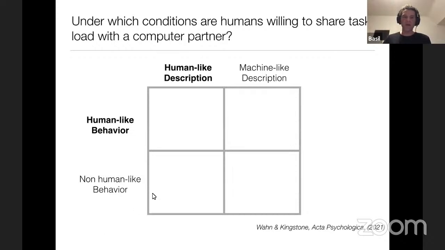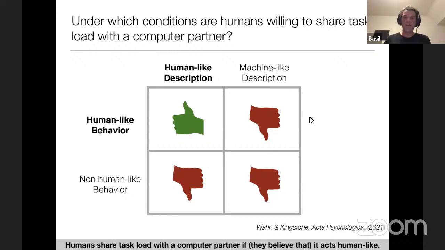So we have these two factors, the description and the actual behavior of the computer partner. When we look at whether participants attain collaborative benefits, or in other words, are willing to share the task load, we find that only if you provide a human-like description beforehand, and the computer also shows a human-like behavior, then you find a collaborative benefit. For all the other combinations, there's no collaborative benefit attained, at least in a consistent manner across several trials. So the conclusion here is that humans share task load with a computer partner if they believe that it acts human-like. So it needs to be human-like in its behavior, but you also need a prior belief that it will act human-like.